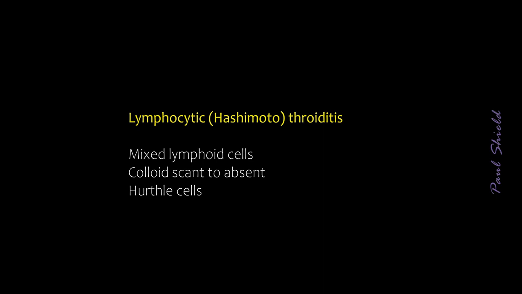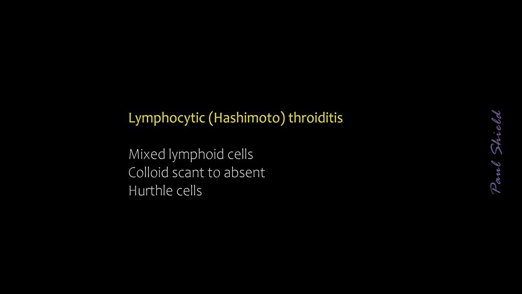So in summary, Hashimoto's thyroiditis is usually made up of two populations of cells. Mixed lymphoid cells, which will be obviously arranged in a dispersed pattern, and Hürthle cells, which are oncocytic follicular cells. So they've undergone that metaplasia, meaning they have abundant cytoplasm, low NC ratio, and somewhat enlarged nuclei, often with prominent single central nucleoli. Colloid is variable. There was a bit in this one, but sometimes there's virtually none.